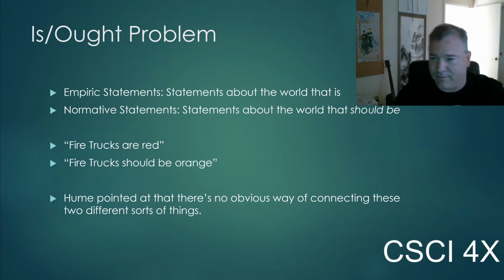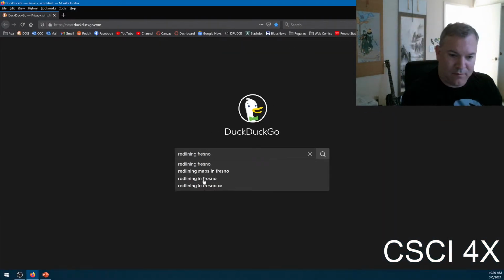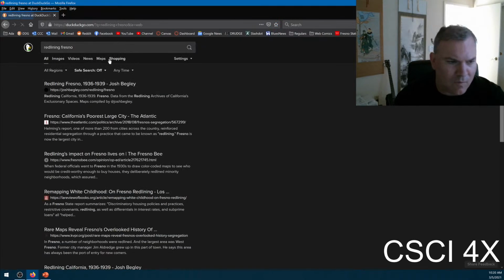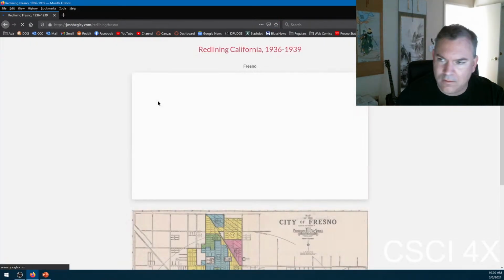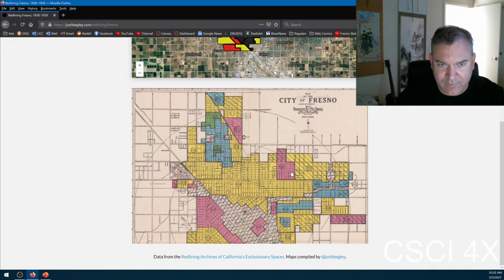So the notion of redlining was 60 years ago. If you tried to apply for a loan and you were in a neighborhood that was red, which is the low category of a neighborhood, let's see if we can find a map of this. Redlining Fresno. Oh, there you go. And so here's downtown Fresno, I guess.